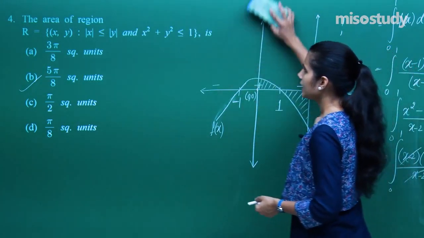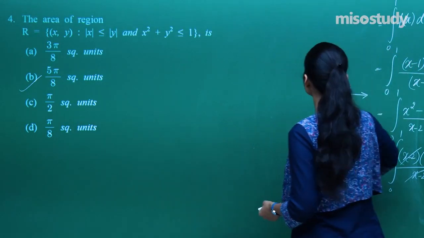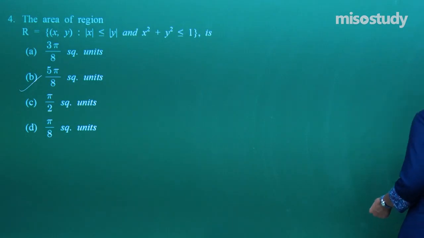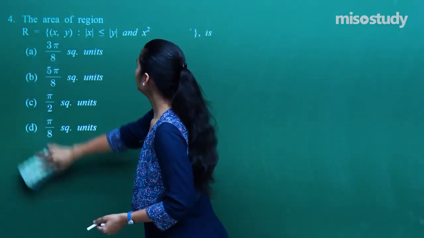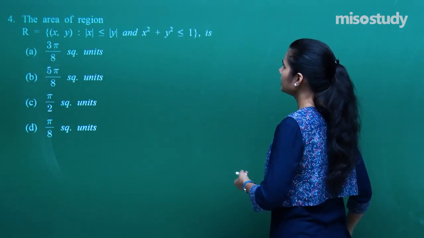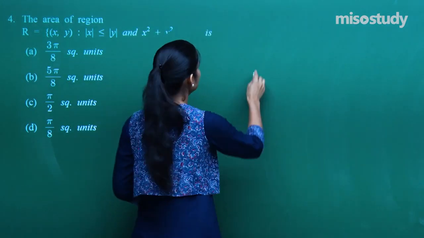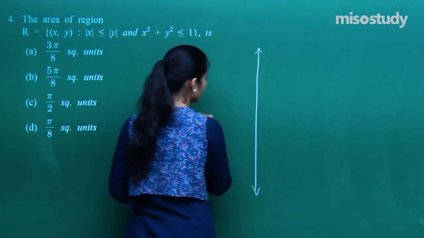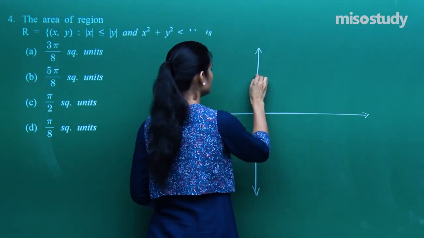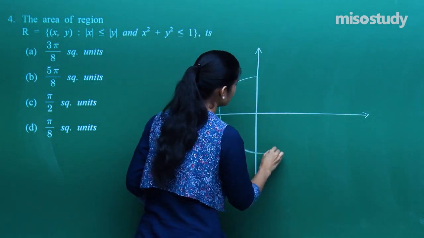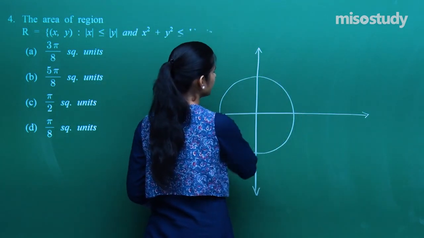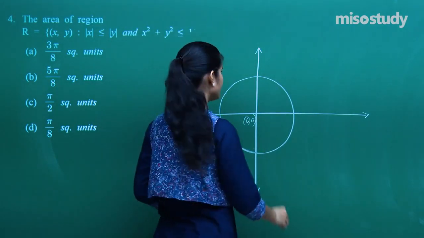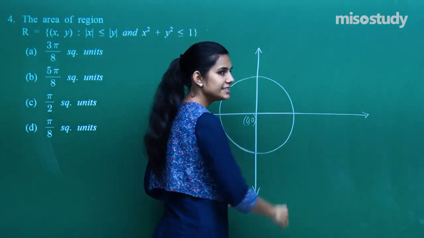It is talking about the area of the region consisting of all those ordered pairs (x, y) such that mod x is less than or equal to mod y and x square plus y square is less than or equal to 1. If I talk about x square plus y square equal to 1, it is nothing but a unit circle centered at origin with radius 1. If I'm talking about less than or equal to 1, that means I'm talking about the complete interior.